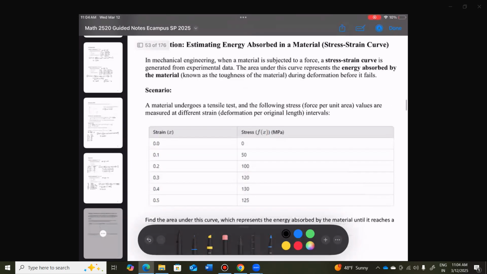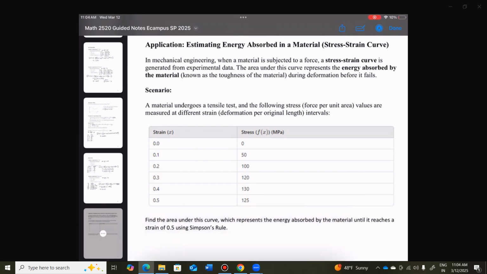Okay, the last thing here we'll do is a, actually no, we got two more things. We're going to do an application problem. This deals with mechanical engineering and a stress and strain curve generated by experimental data. The area under the curve represents the energy absorbed by the material, or the toughness of the material during deformation, which is before it fails.